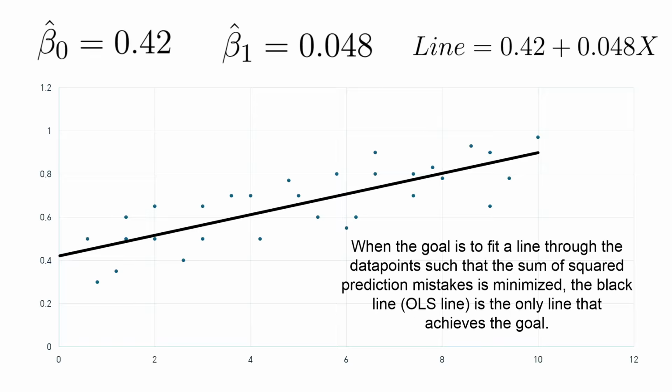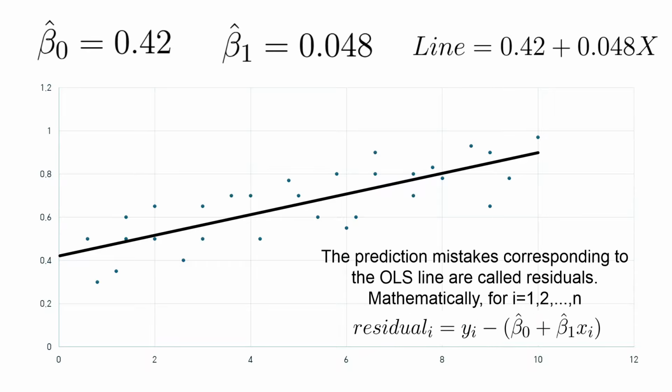Now, to talk a bit more about the OLS line, when the goal is to fit a line through the data points such that the sum of square prediction mistakes is minimized, the black line, the OLS line, is the only line that achieves the goal. Also, the prediction mistakes corresponding to the OLS line are called residuals. So mathematically, for i equals 1 through n, the residual for student i is going to equal yi minus the point on the OLS line corresponding to student i.